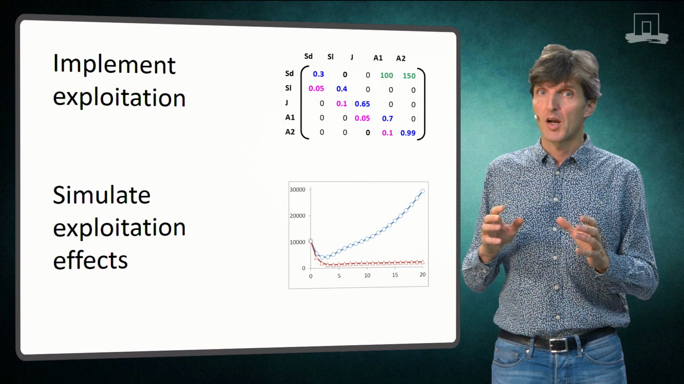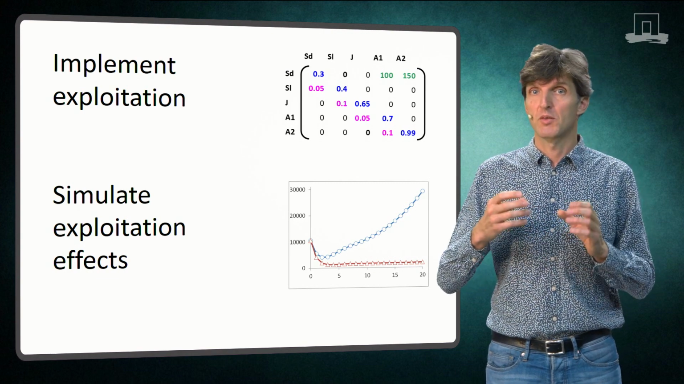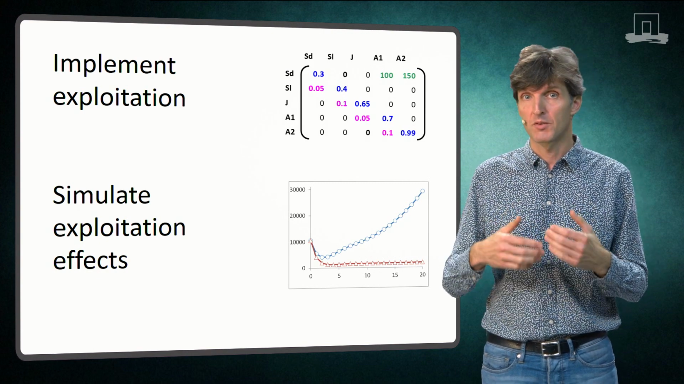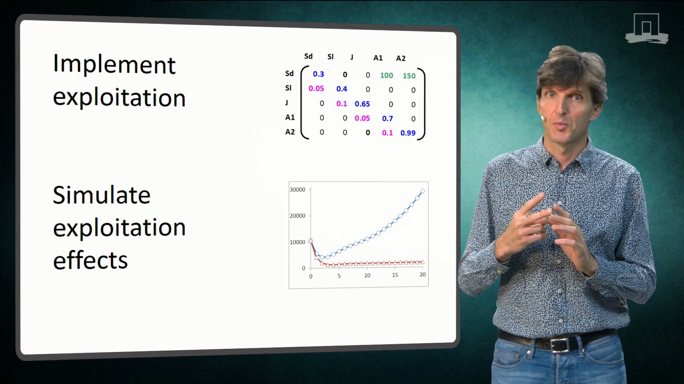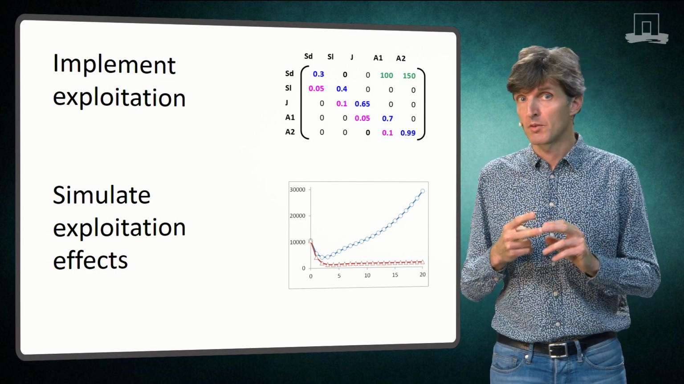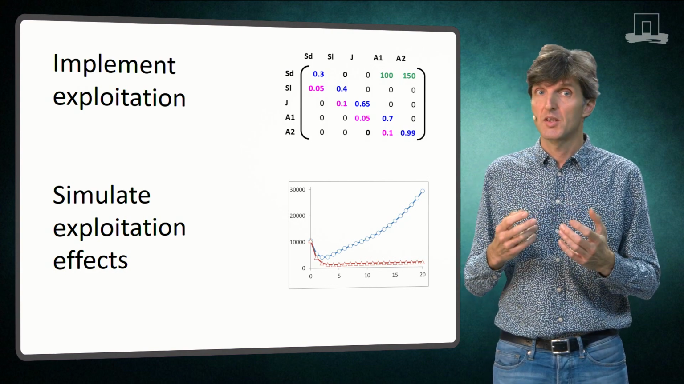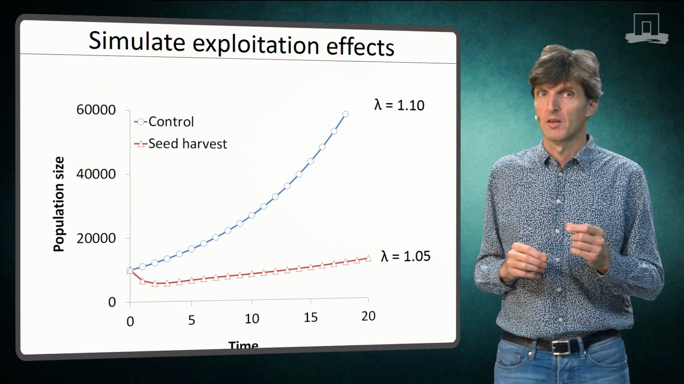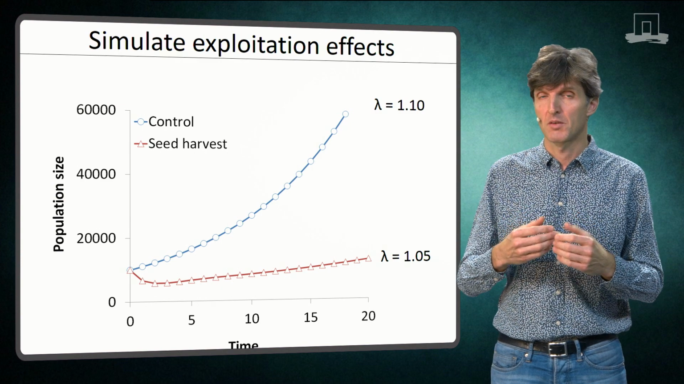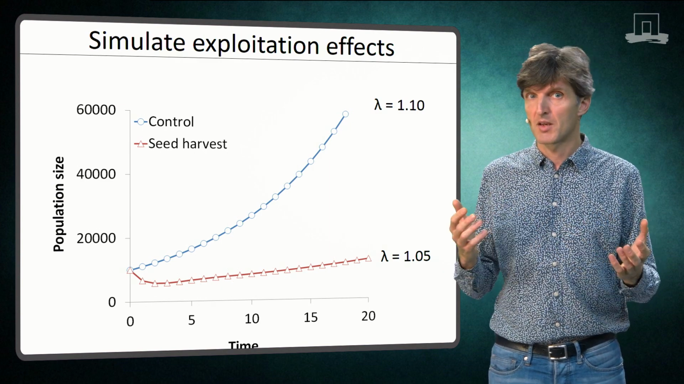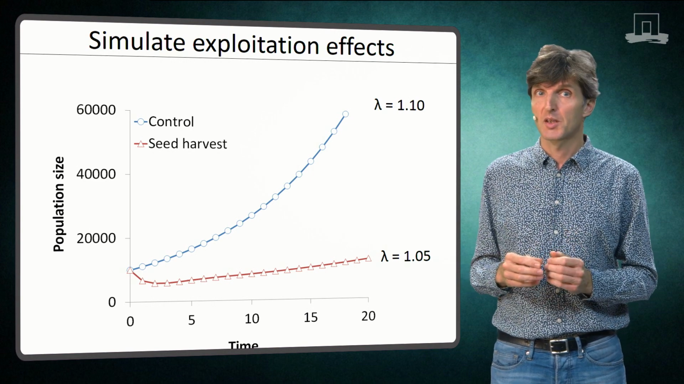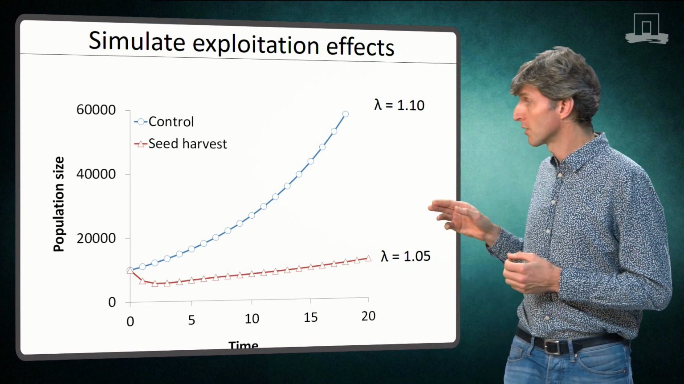So you've learned how you can change the transition matrix to implement harvesting. Now we'll see how we can study the effects of harvesting using these models. There are 2 options. You can simulate population growth, or you can simulate the amount of harvestable product. Let's see how that works. The first option to evaluate the effects of harvesting is by simulating population growth. We start with a population of 10,000 trees and we'll run the model for 20 years. You can see that the population without harvesting is growing exponentially.